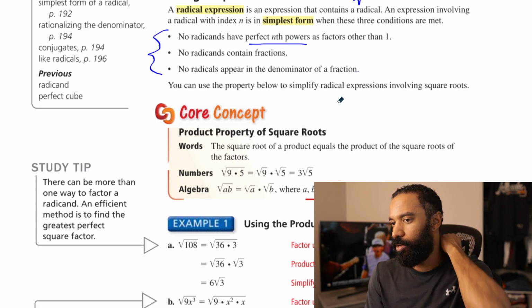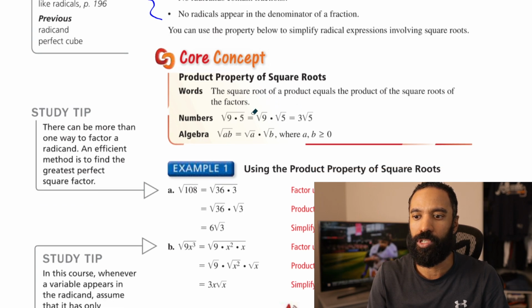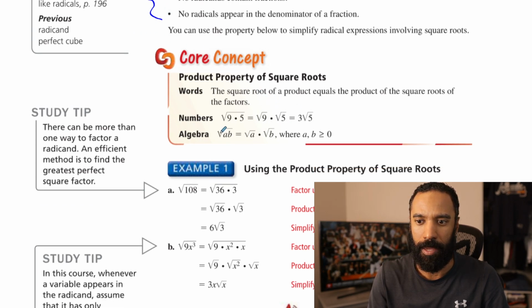You can use the property below to simplify radical expressions using square roots. So here's what they're showing. Algebraically, I'm going to point to first.